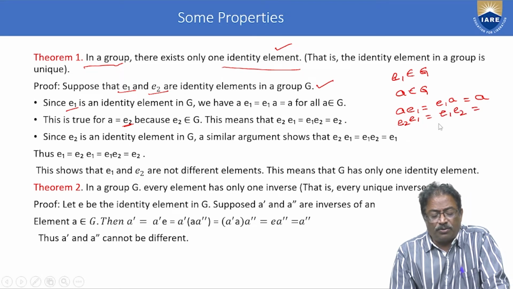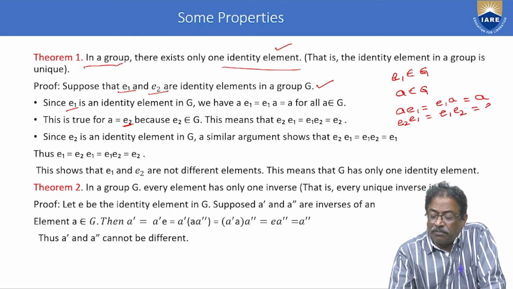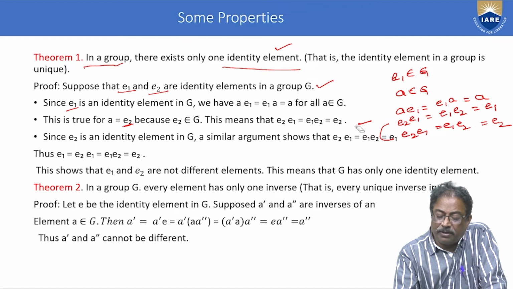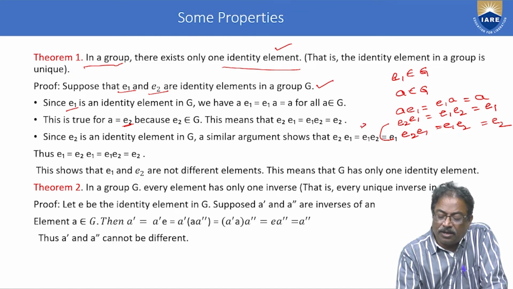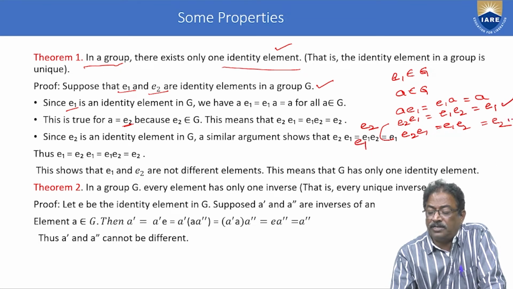So already, if E2 is the identity element, then this will become E1. If E1 is the identity element, then this will become E2. So E2 E1 is equal to E1 E2. What am I going to get? If E1 is the identity element and E2 is the identity element, I am going to get the entire thing equal to E1, and if I take E1 as the identity element, I get this as E2.